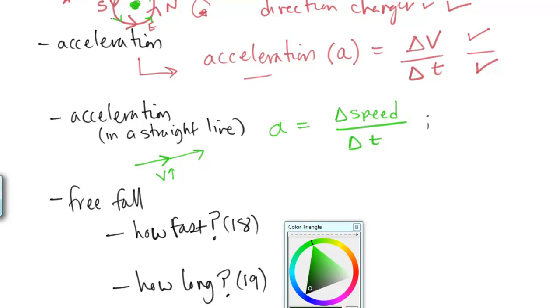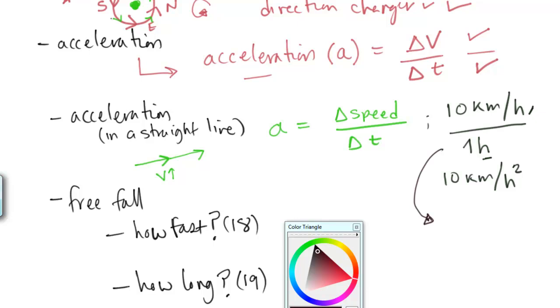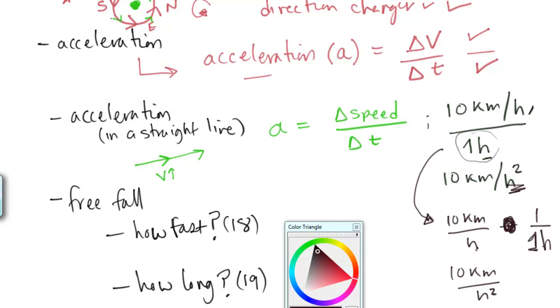Okay, so let's say it was 10 kilometers per hour divided by 1 hour, how long it took you to travel at that speed. So then your acceleration is 10 kilometers per hour squared, because these multiply. Why do they multiply? Well, let me rewrite this differently. This is actually 10 kilometers per hour multiplied by 1 over 1 hour, right? Because this is 1 over 1 hour, so hour times hour is hour squared. Okay, so it is 10 kilometers per hour squared. Alright, so that's acceleration in a straight line.